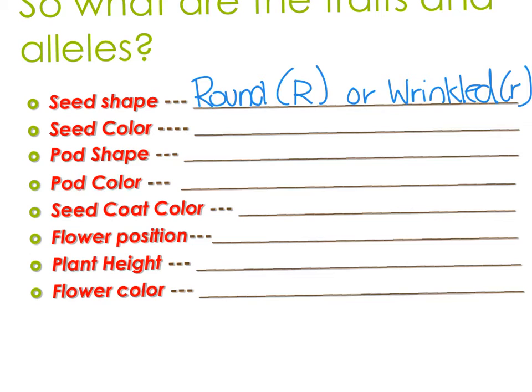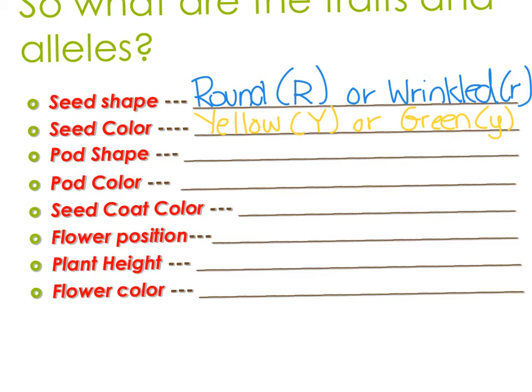The seed color? Yellow and green. It could either be yellow, which is a capital Y, or it could be green, which is the lowercase y. So what does that tell you about the relationship between yellow peas and green peas? Yellow dominant. Yellow peas are dominant.